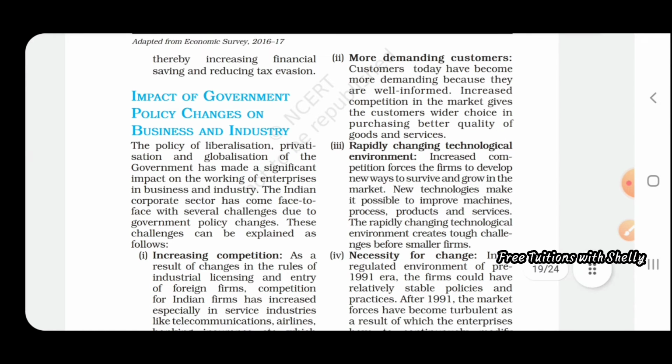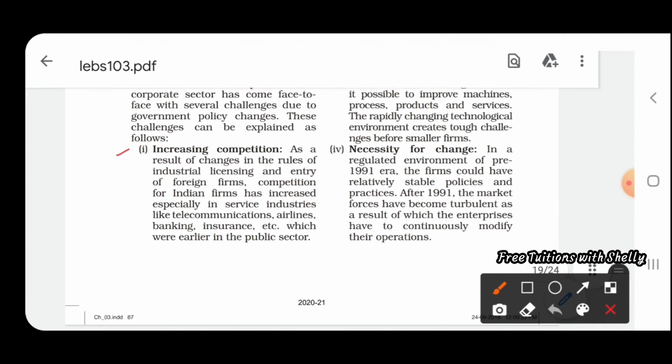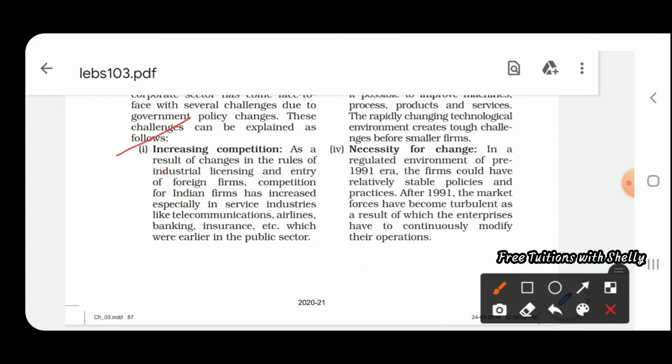The first one is increasing competition. As a result of changes in the rules of industrial licensing and the entry of foreign firms, competition for Indian firms has increased largely, especially in service industries like telecommunication, airlines, banking, insurance, etc.